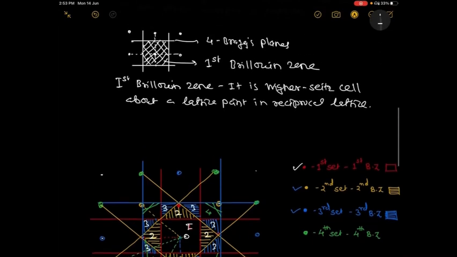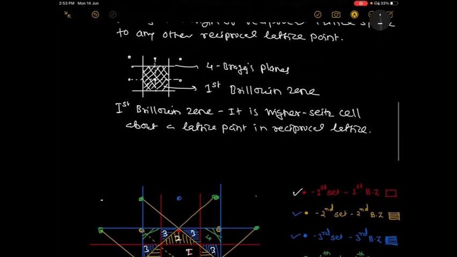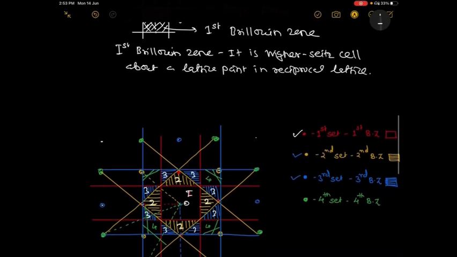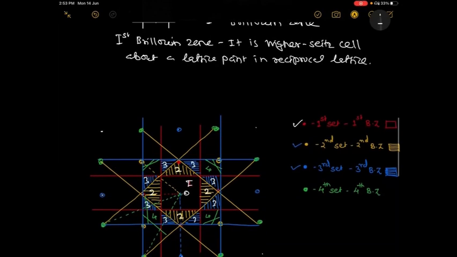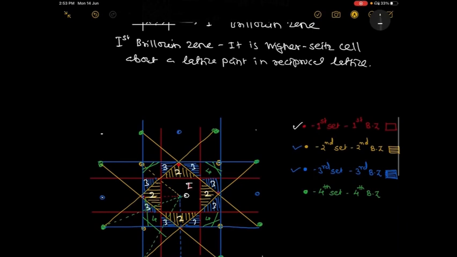These are constructed by using Bragg's planes. That Bragg's plane is a perpendicular bisector to a line joining the center of the reciprocal space to any other reciprocal point in that space. Hence, the area or the smallest region which is enclosed inside that Bragg's plane gives the different Brillouin zones, like the first Brillouin zone, second Brillouin zone, third Brillouin zone, and so on.